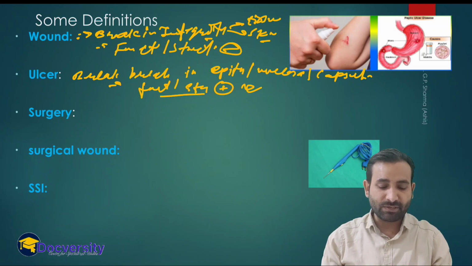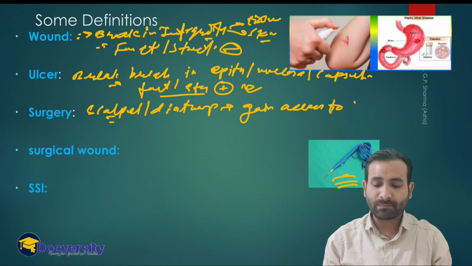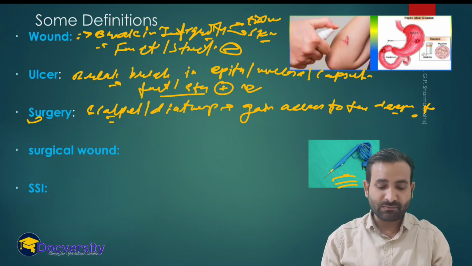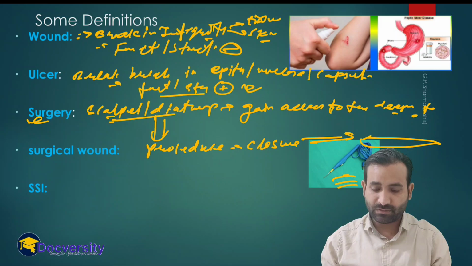And what is surgery? Surgery means we use either the scalpel, meaning the knife, or the diathermy, and then we gain access to the deeper tissue. Once we get access to the deeper tissues by surgery, we do the procedure. After doing the procedure, we go for wound closure. So after the closure, whatever wound remains after the sutures is called what?